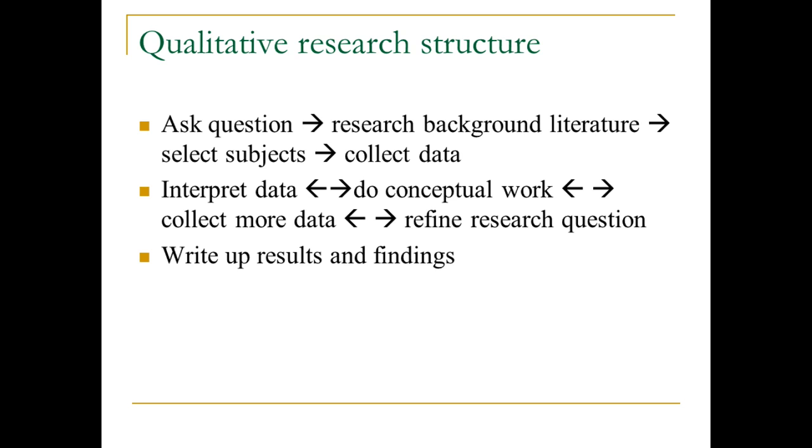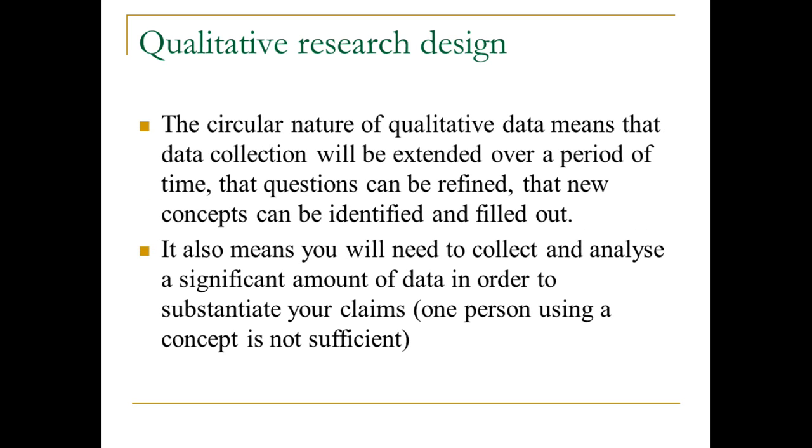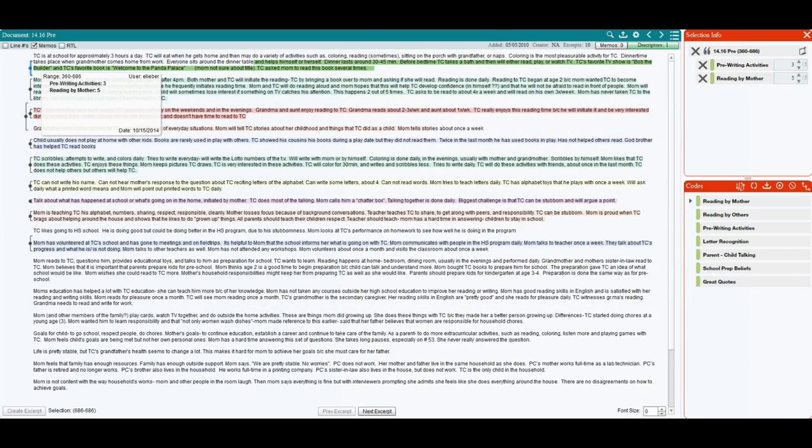You'll remember this slide perhaps from the philosophy of social science, that with qualitative research, it's more of an iterative process of going back to the data, refining your questions, going back to the data, and then writing up your research results and findings at the end. The circular nature of qualitative data means that collection can be extended over a period of time, that questions can be refined, new concepts can be identified and filled out. It also means you'll need to collect and analyze a significant amount of data in order to substantiate your claims. For instance, one person using a concept in your data set is not sufficient.